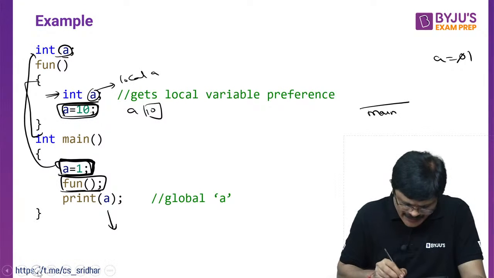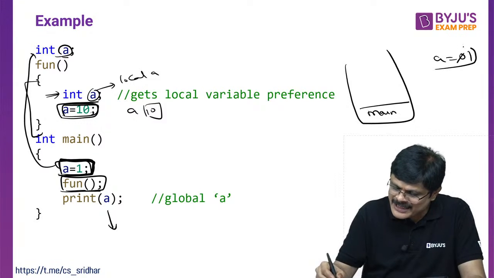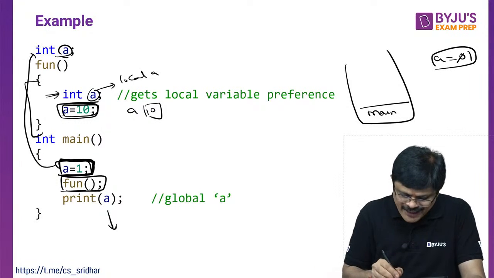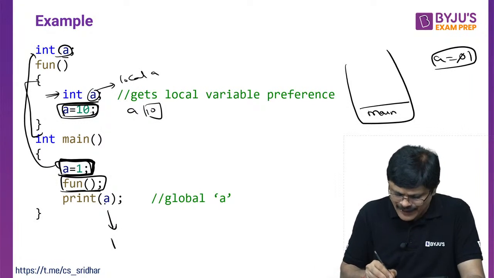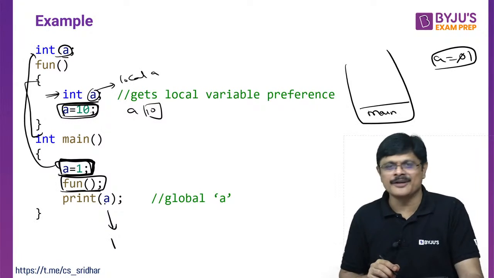Now this local A is not available anywhere. Only A means this global A only. And what is the value of this global A? 1. 1 is printed, not 10, my dear friends. Very good. Is that clear?